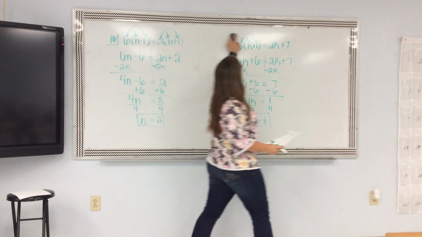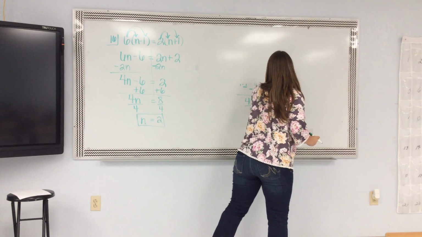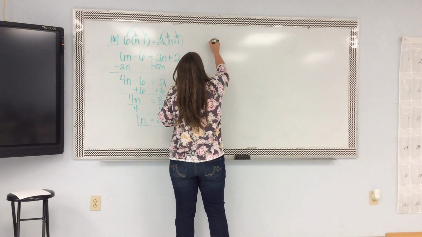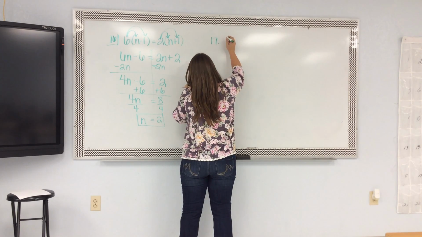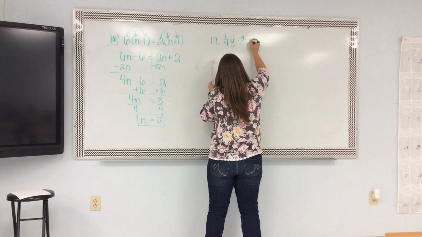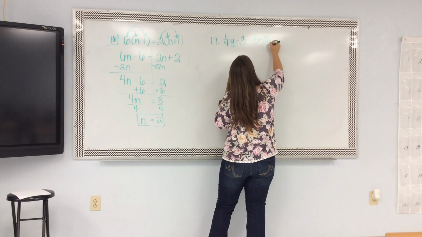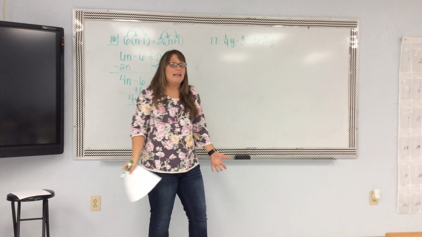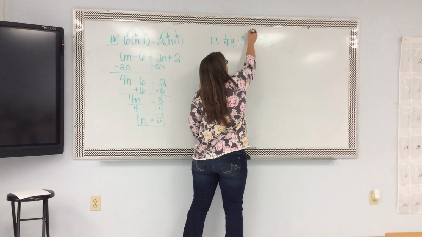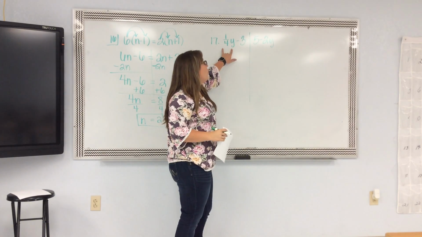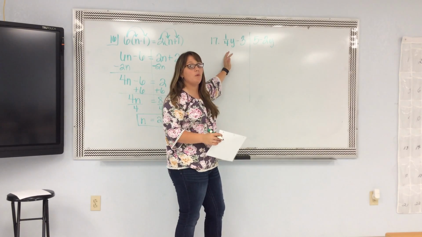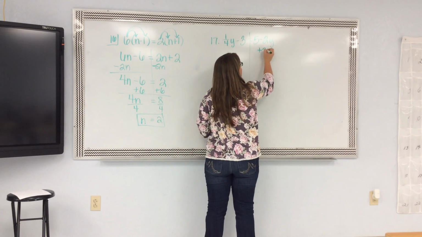Number 17. Here comes those dreaded fractions again. Don't let them freak you out. Number 17 says 1/4 y minus 3 equals 5 minus 2y. Well, I don't have any parentheses on this, so I can just get started. Just drop that line through my equal sign. I have 1/4 y, and I have a negative 2y. Negative 2 is smaller than 1/4. So I'm just going to add a 2y to both sides.